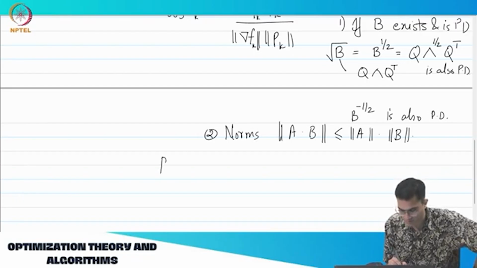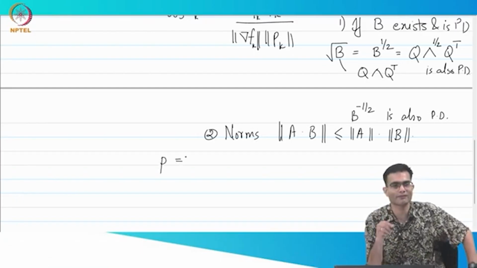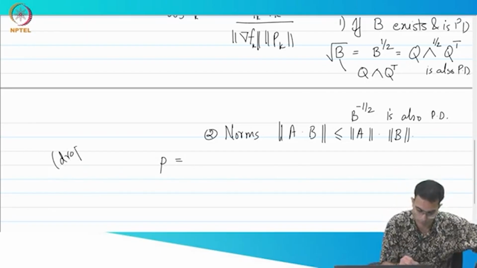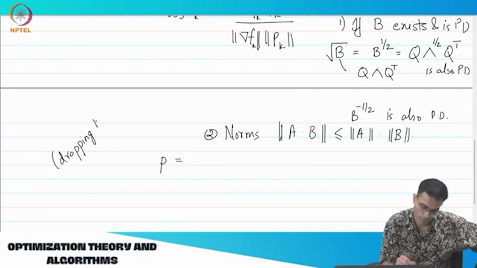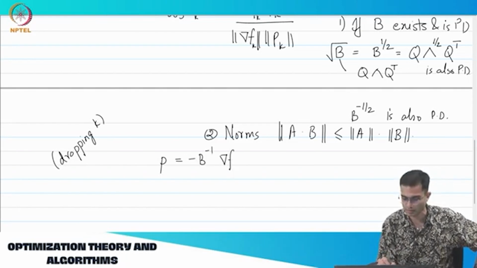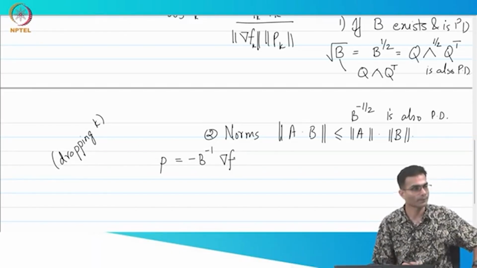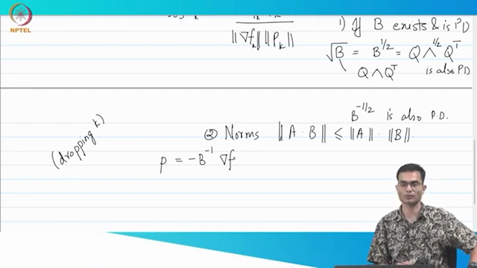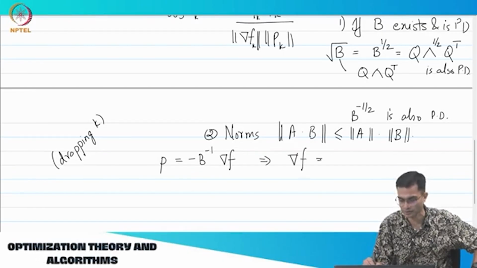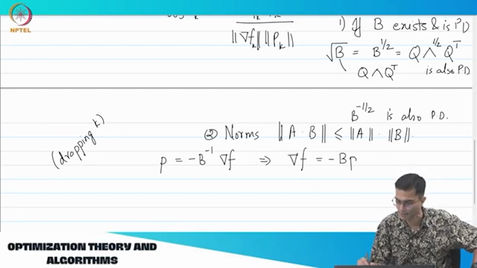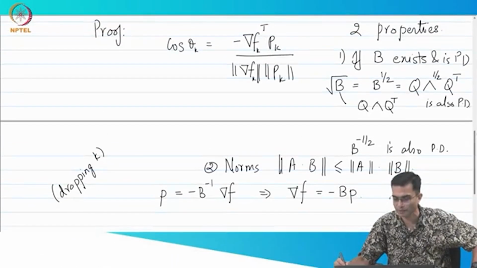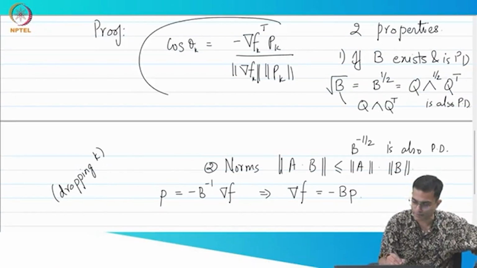Okay. Now our search direction, I'm dropping the k for now because we are sitting at the kth iteration. So let's just write over here, dropping k, p was simply minus B inverse grad f, right? This is for the Newton or quasi-Newton method, which in other words, I can write as grad f equal to minus B times p.